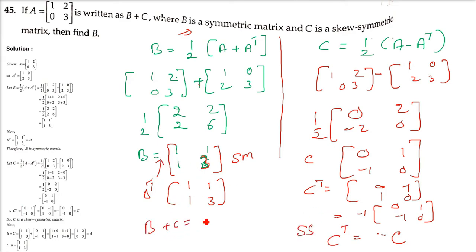Now you have to add B and C also and show that it comes to the original matrix A. So this 1 and 1, 2, this is going to be 2, 1 and 1 minus 1, 0, and then 3 plus 0 is 3. So this is A. This is your original matrix.